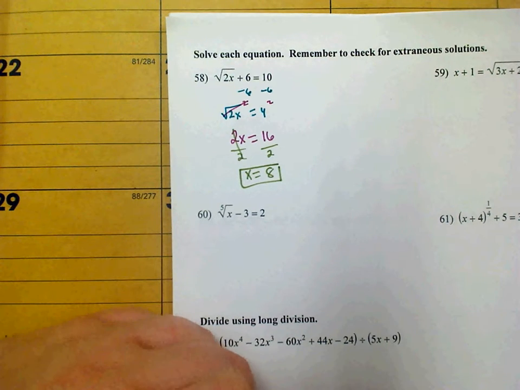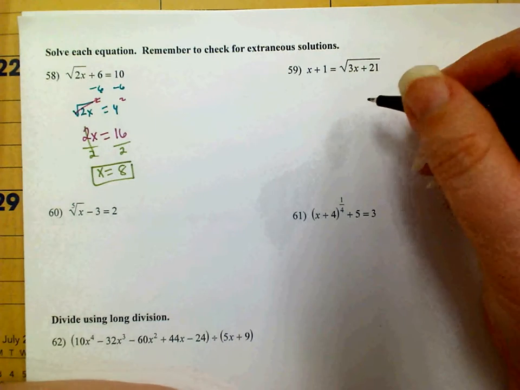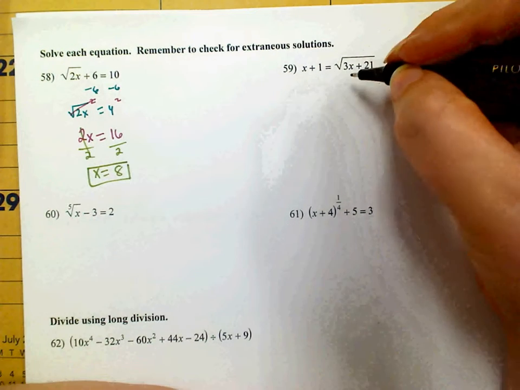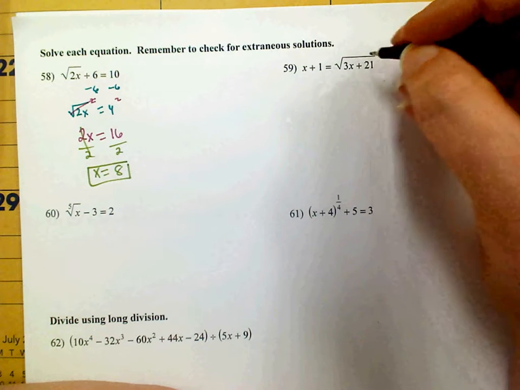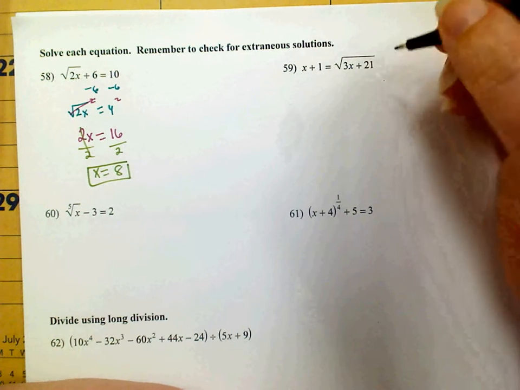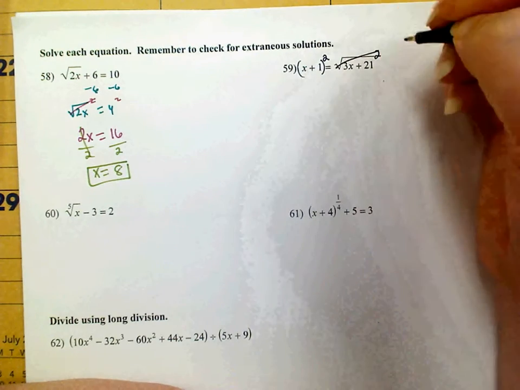Alright, number 59. I cannot solve for x. I cannot combine these two x's or deal with x's when one of them is underneath the square root. So I've got to undo that square root, and I've got to do that by squaring. So I'm going to square both sides.